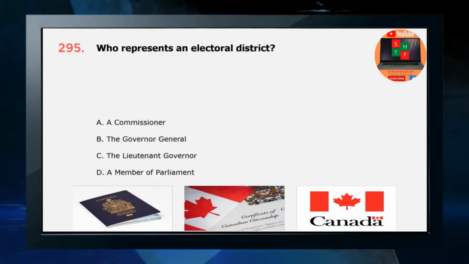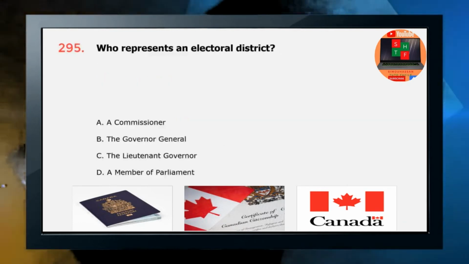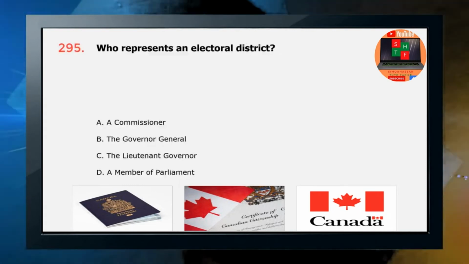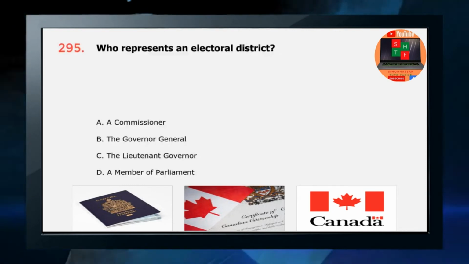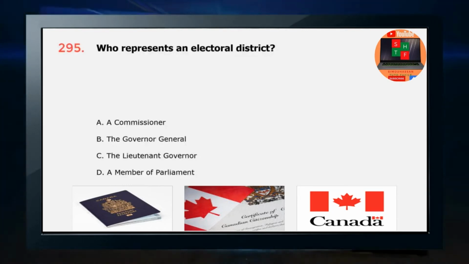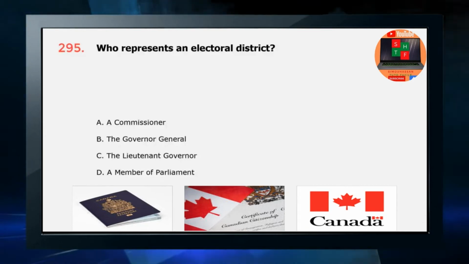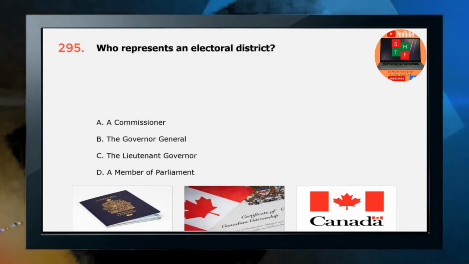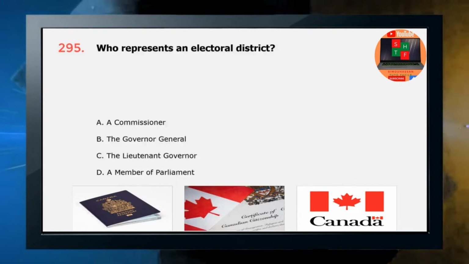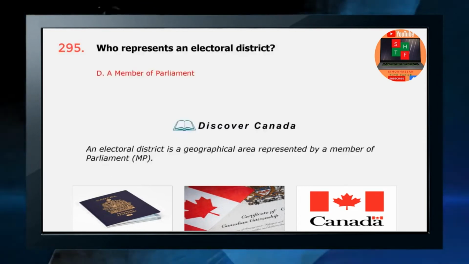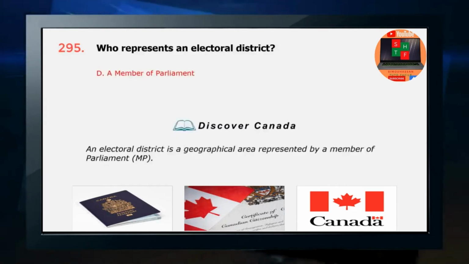Question 295. Who represents an electoral district? A. The Commissioner. B. The Governor-General. C. The Lieutenant Governor. D. A Member of Parliament. The answer is D. A Member of Parliament.